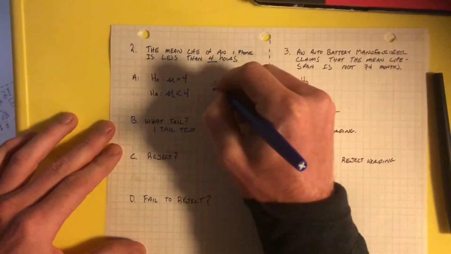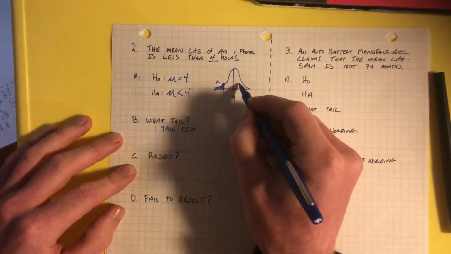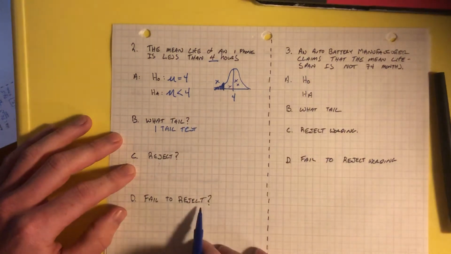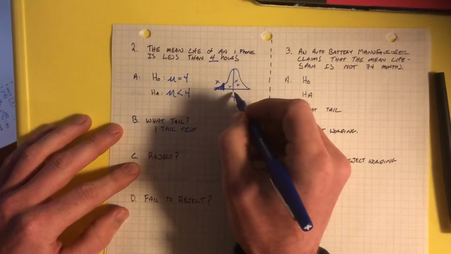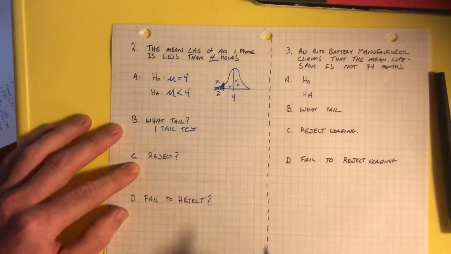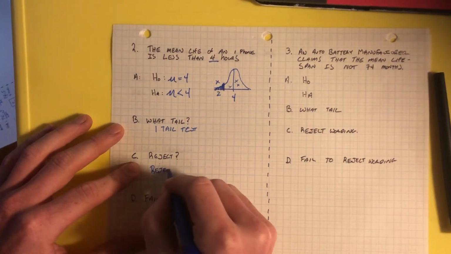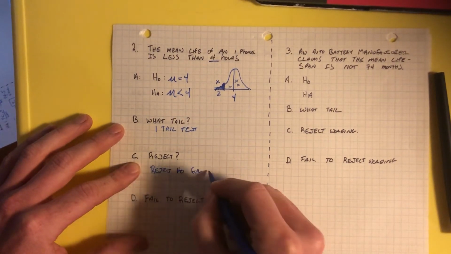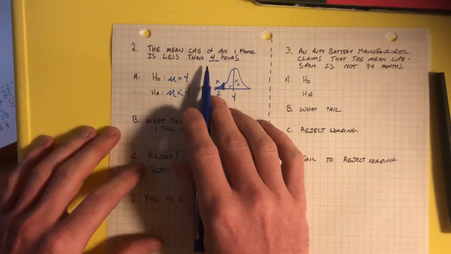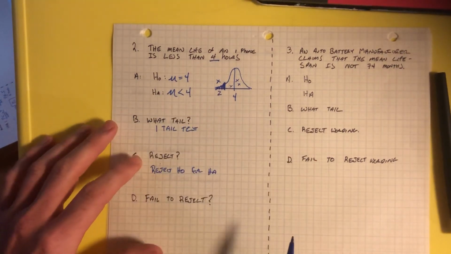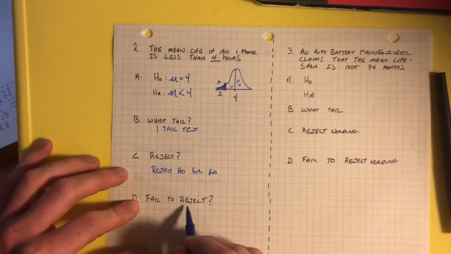So again, if you get anything inside of the shaded region, you're going to reject your null hypothesis. And if you get anything inside of the non-shaded region, you're going to fail to reject. So again, what would rejecting look like? Let's say I only got like 2 hours of battery life out of my phone. Well, I would reject H0 for HA and say that there is enough information to say that less than 4 hours of battery life are on my iPhone, right?